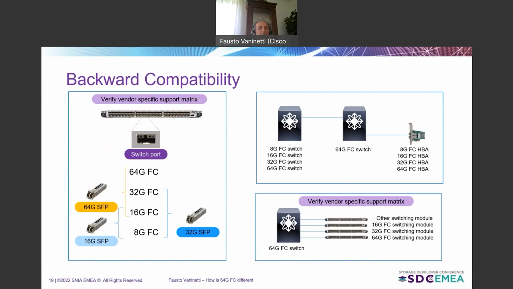Some vendors can also support 16 gig fiber channel SFPs, but in that case, the only two available speeds will be 16 gig and 8 gig.